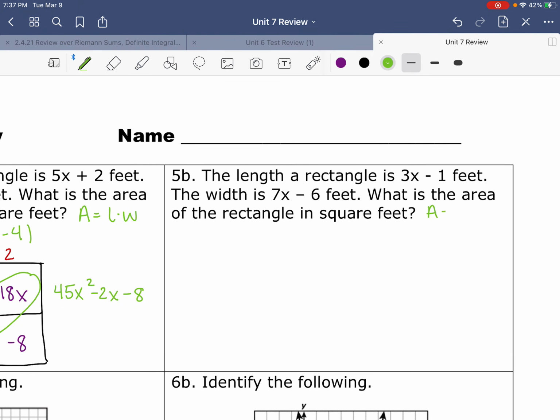Same thing with this one. Area is still length times width, so we're going to be multiplying 3x minus 1 and 7x minus 6.